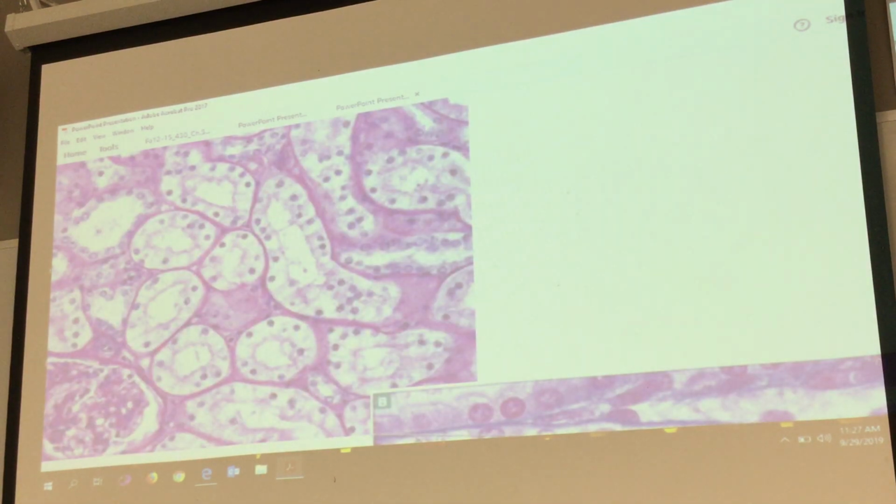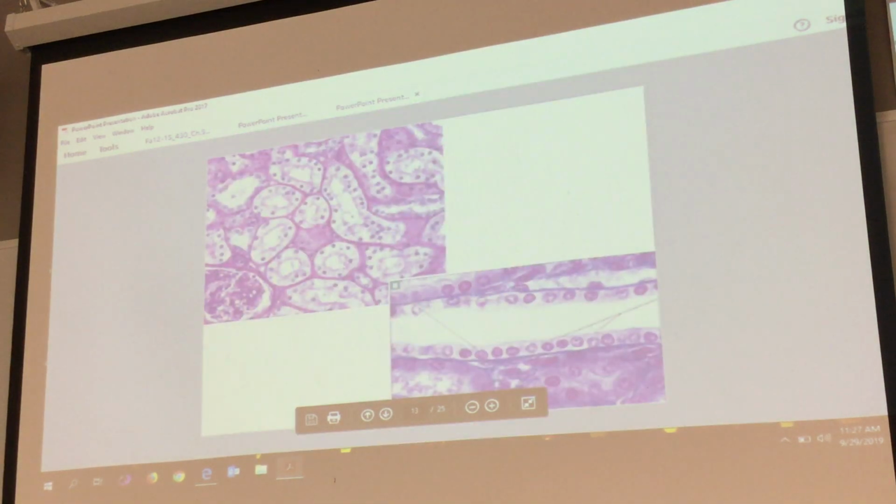More kidney tubules. Longitudinal section at the bottom, making it very clear that it is simple cuboidal, and the basement membrane is very clear as well.